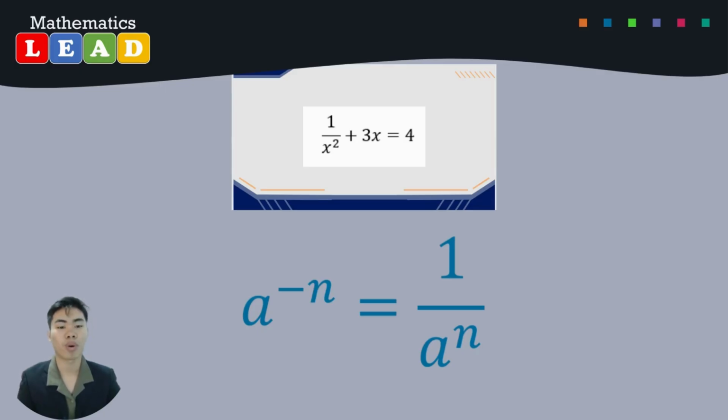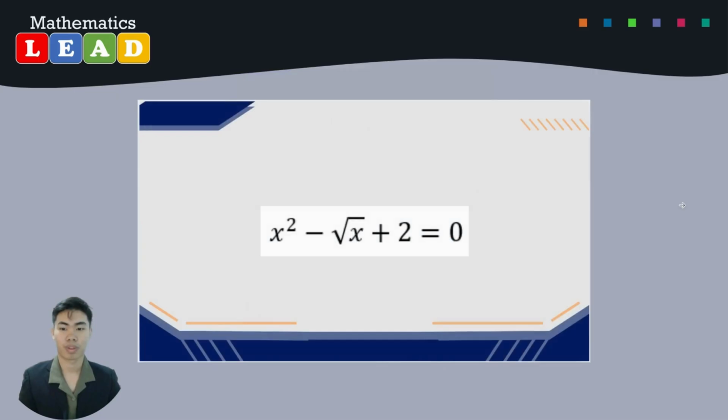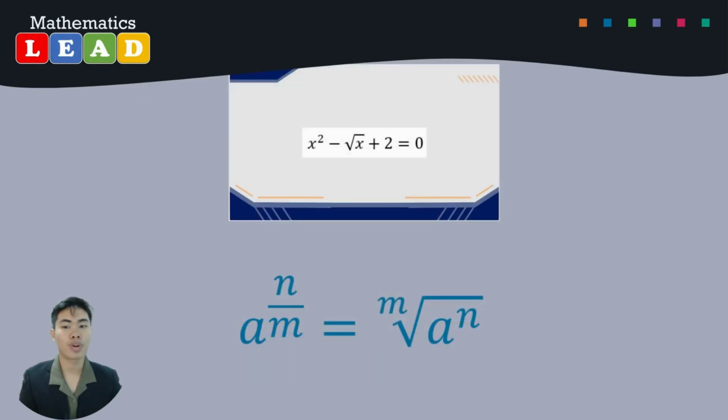Alright. For example, what is 3x raised to negative 4? Very good. It is 3 over x raised to 4. Now, let's proceed to the next example. What is x squared minus square root of x plus 2 equals 0? Is it a polynomial equation? That's good. It is not a polynomial equation because of the square root of x.